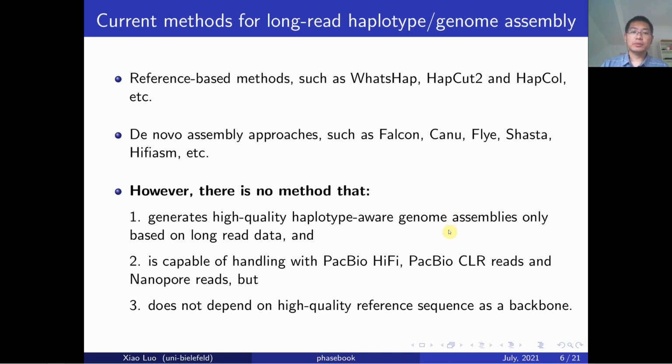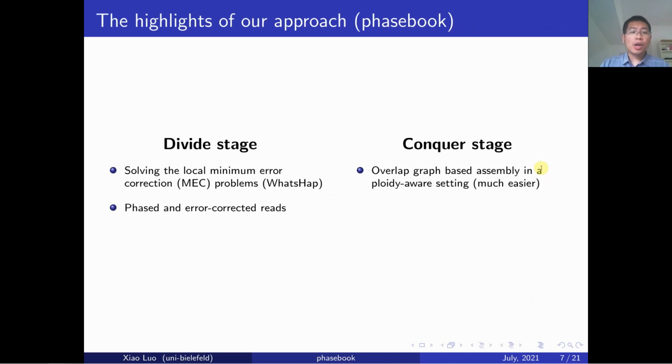So as far as we know, there is no method that firstly generates high-quality haplotype-aware genome assemblies based only on long-read data, and secondly is capable of handling both PacBio and nanopore reads, while not depending on a high-quality reference as a backbone at the same time. So our work contributes to bridging this gap in related work.